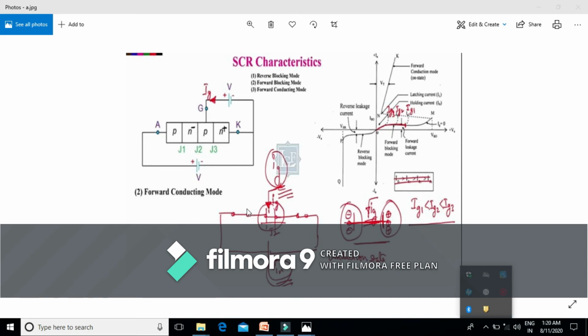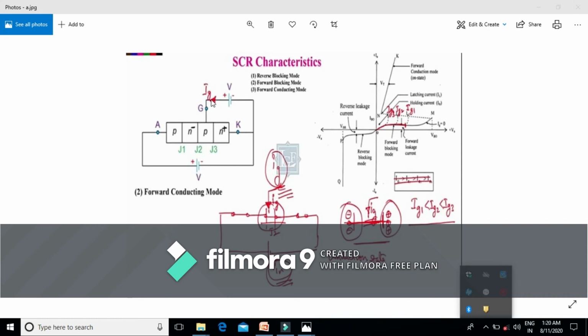I mean, this is forward bias. That means there is no depletion layer across the junction J1. There is no depletion layer across the junction J3. The only depletion layer is present across this junction J2. This layer behaves like a capacitor with the stored charge.